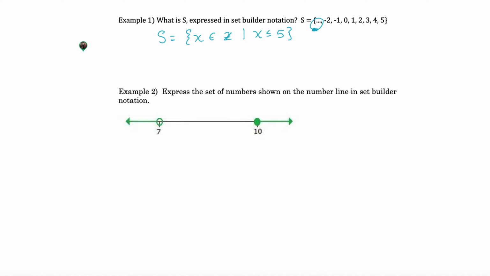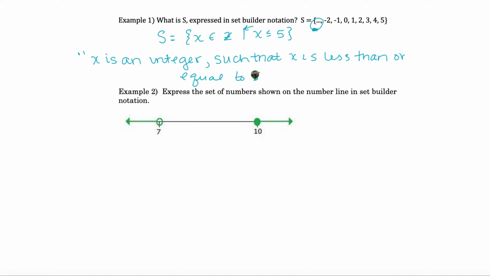What does this mean in words? X is an integer. Again, my vertical line means such that x is less than or equal to 5. That's how we would verbally say that.